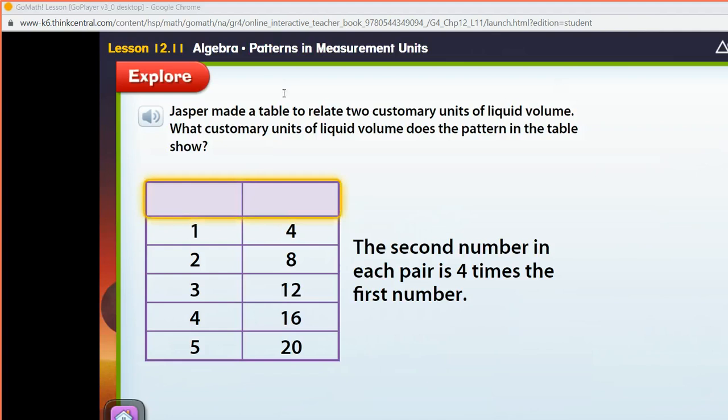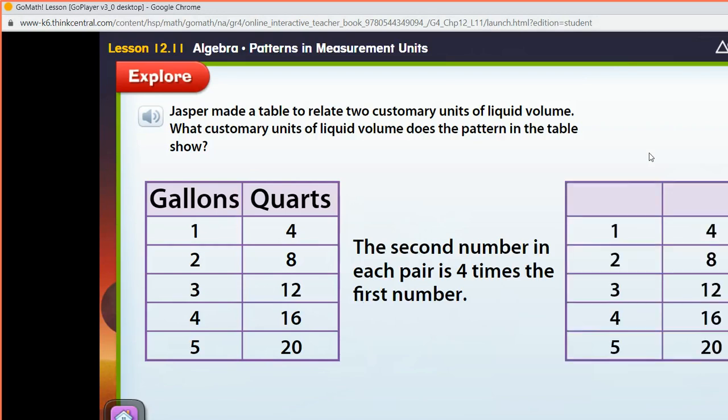What unit of liquid volume is 4 times as much as another unit? Gallons and quarts. Thank you, Qusay. There are 4 quarts in 1 gallon. So 1 gallon is 4 times as much as 1 quart. Can you think of another relationship for liquid volume that would be the same? There are 4 cups in 1 quart. So the pattern could also represent quarts and cups.